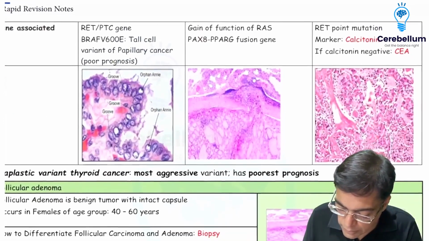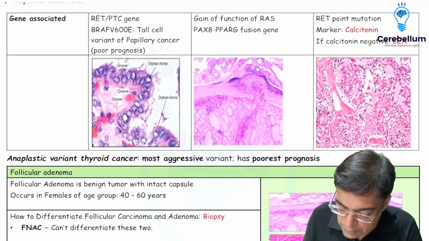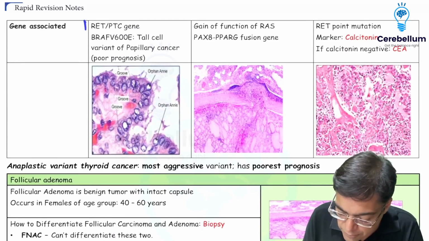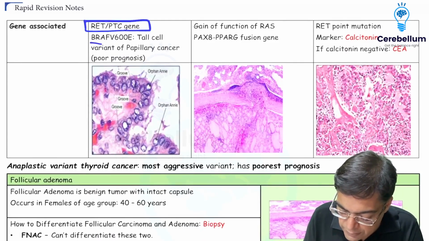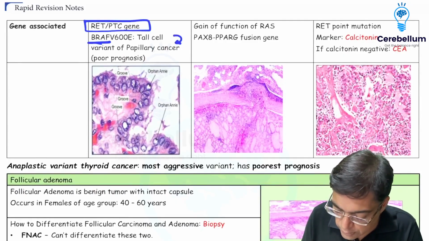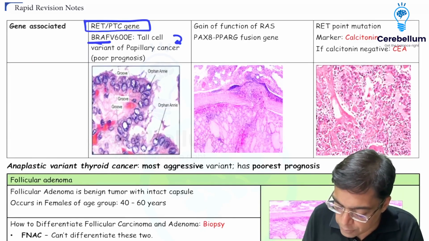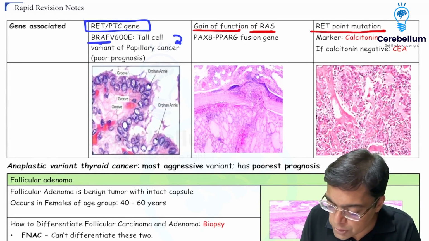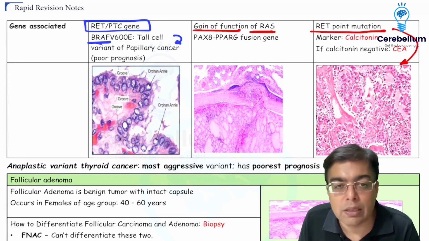Let's have a look at the important types of findings that may be seen. When we are talking about a patient having papillary thyroid cancer, that is going to have an association with the RET/PTC gene as well as at times the BRAF gene, especially the tall cell variant. This was an INI-CET question. Right? When we are talking about trouble at the level of the RAS gene, that is going to be seen as a feature of follicular carcinoma. And the moment we are thinking in terms of a RET gene mutation, that is going to be seen as a feature of medullary thyroid cancer.